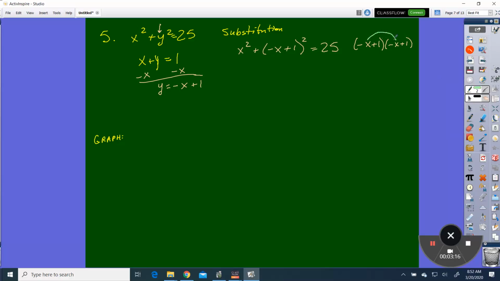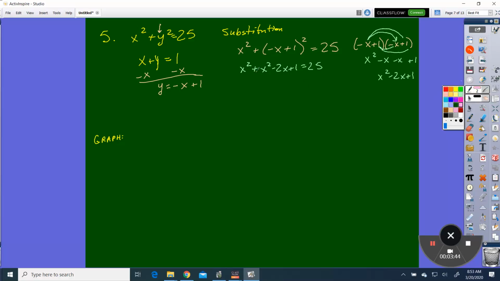So negative x times a negative x is a positive x squared. Negative x times 1 is negative x. 1 times negative x is negative x. 1 times 1 is 1. So I have x squared minus 2x plus 1. That's what this part is now. So I really have x squared plus all of this stuff, which is x squared minus 2x plus 1, equals 25. So we want to make it equal to 0 now.